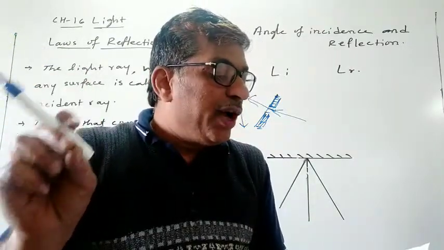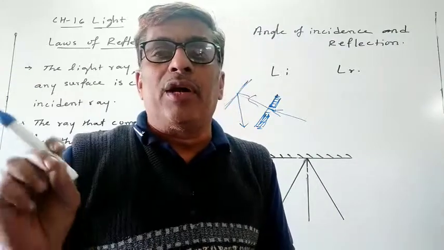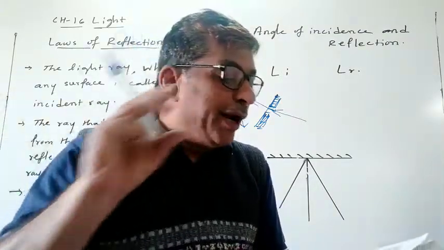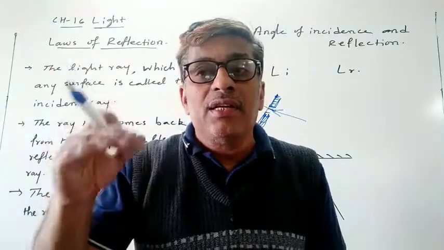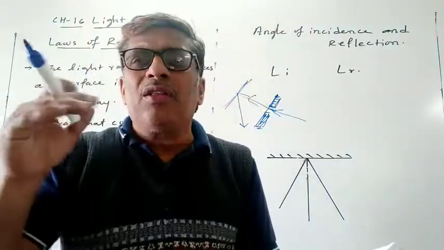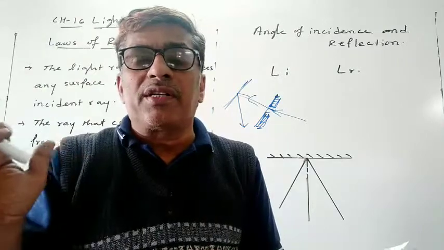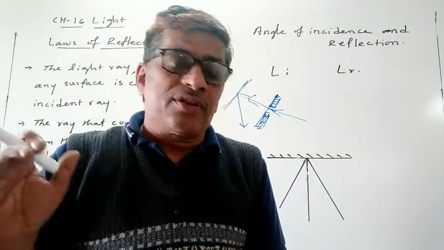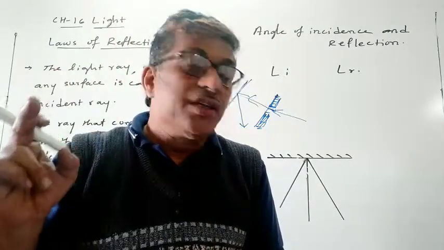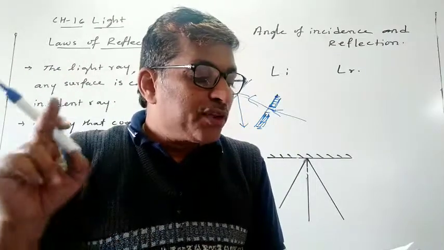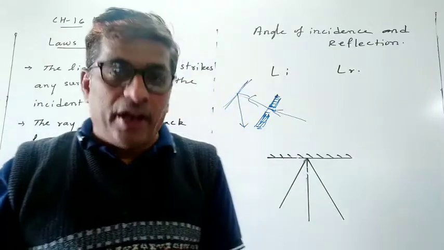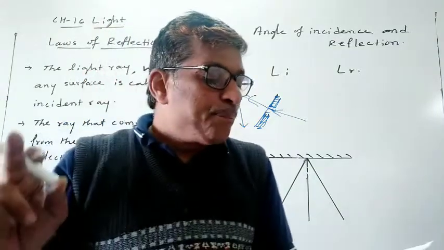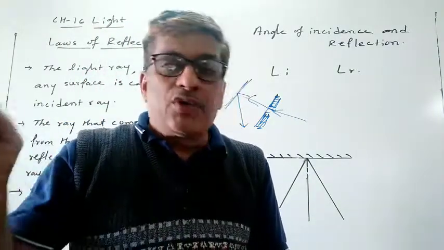In reality, we have a narrow beam of light, a band of light which is made up of several rays. But all the rays show the same nature, so for simplicity we use the term ray for a narrow beam of light. Understand this one? Now, next one.